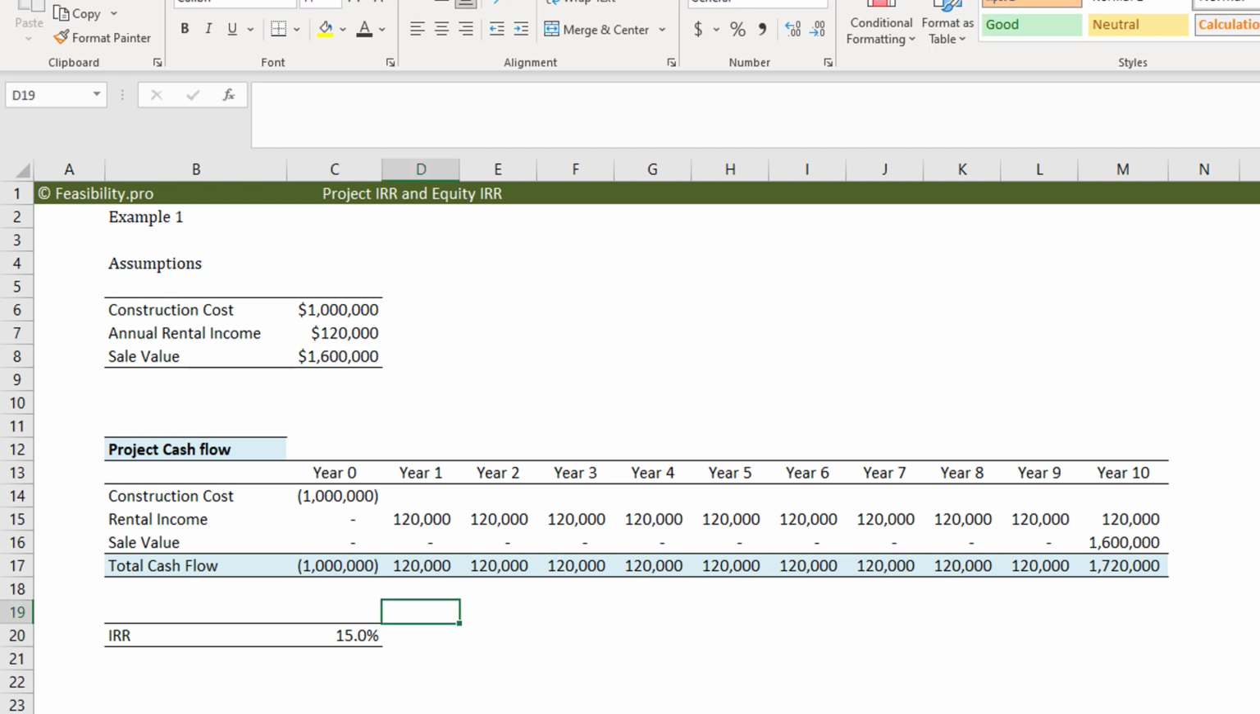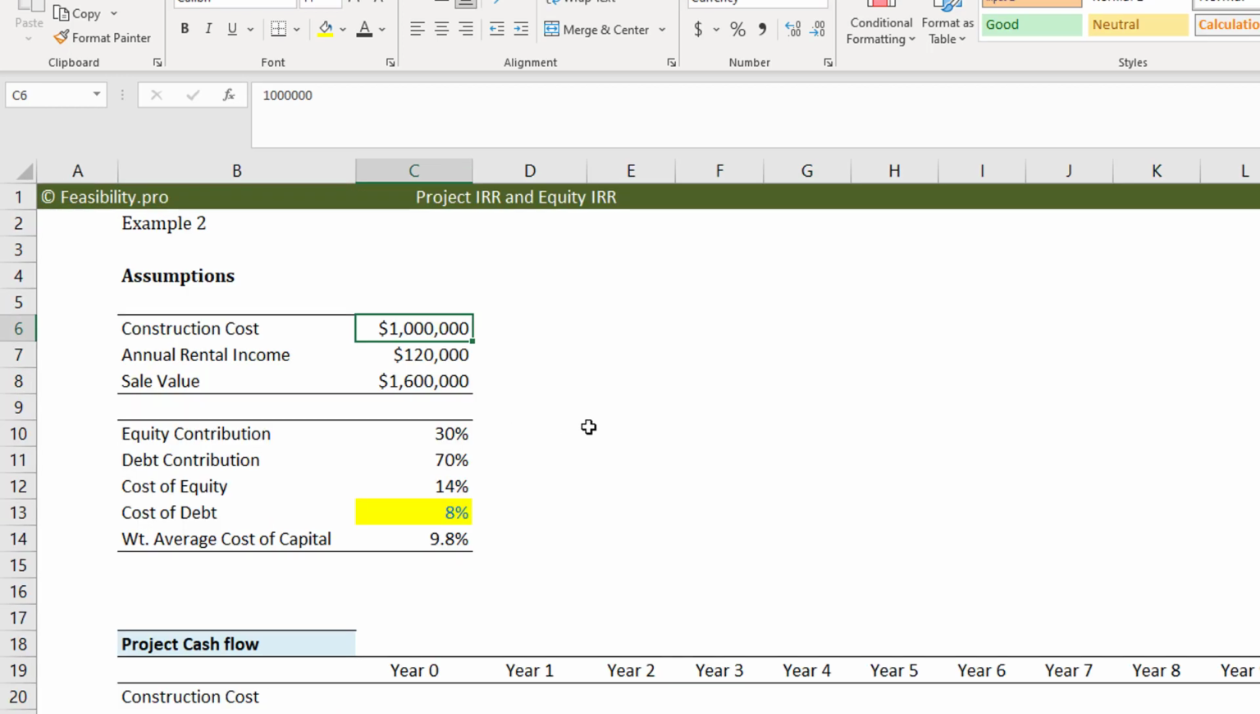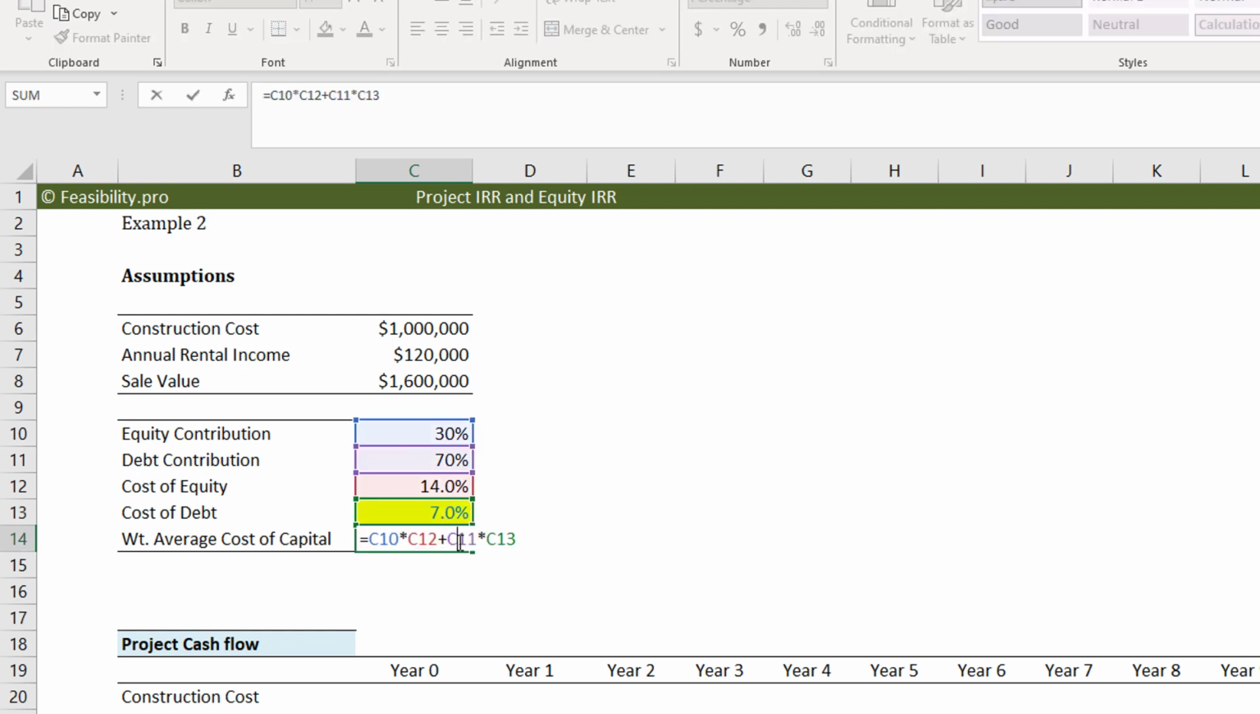Now let's make this problem a little bit more complicated. I have the same set of assumptions here: construction cost, annual rental income, sales value. These are the additional assumptions I have, where equity contribution is, say, 30%, and debt contribution is obviously 1 minus equity, so that gives you 70%. Cost of equity, just assume that it is 14%. Cost of debt, just say 7%. And the weighted average cost will be calculated from the contribution of debt and equity and their costs, so you get a weighted average cost of capital.